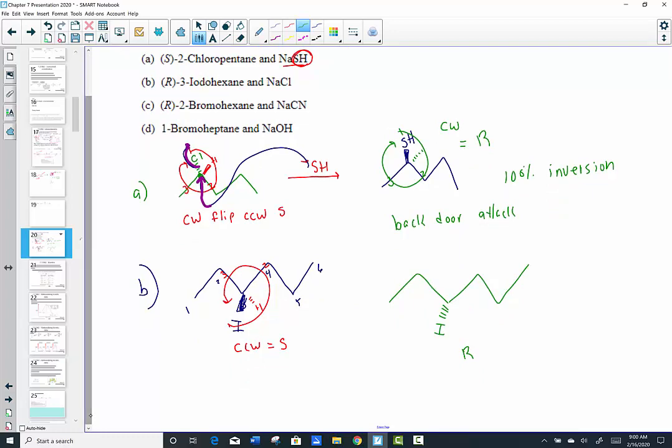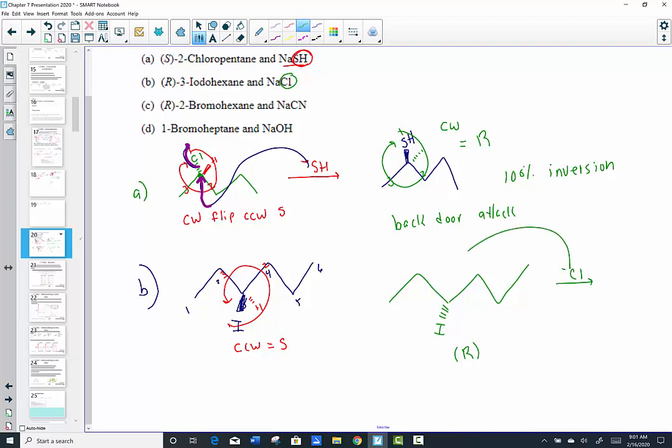So just really draw it and check which one is going to be the R and the S. Now I've confirmed the R configuration places the iodine as a dash. Notice my nucleophile now is another halogen. So the nucleophile is chloride. I'm exchanging one halogen into the next.